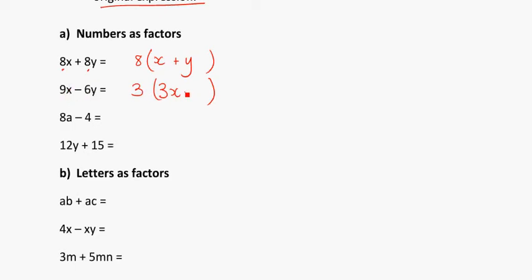This time I've got a minus sign there. 3 times what equals 6? I need a 2, and I need a y. Now let's re-expand it just to check. Negative 3 2s is negative 6y, check.